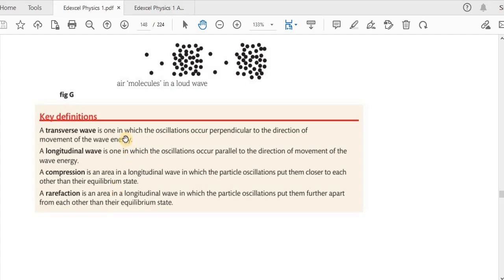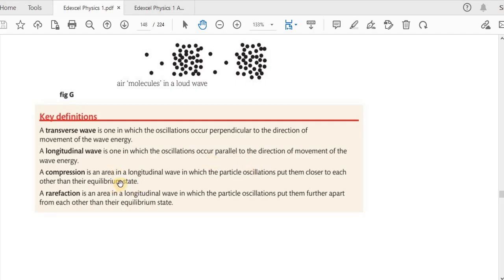A transverse wave is one in which the oscillations occur perpendicular to the direction of movement of the wave energy. The direction of movement of the wave is the same as the direction of movement of the wave energy. So here one of the keywords is perpendicular. Perpendicular to the direction of movement of wave energy. A longitudinal wave is one in which the oscillations occur parallel to the direction of movement of the wave energy.